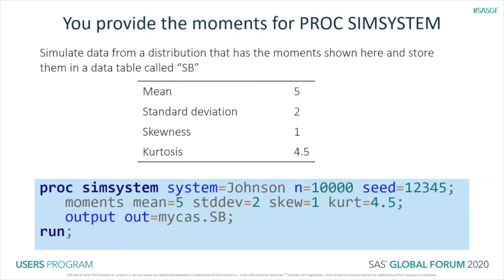I'm using a seed because this is pseudo-random numbers, and I want to make sure I can replicate my results. My moments are then specified in the moment statement. Mean equals 5, standard deviation equals 2, skewness equals 1, and kurtosis equals 4.5. This is going to generate a data set, and it's going to be stored in the MyCast library as the SB data set.